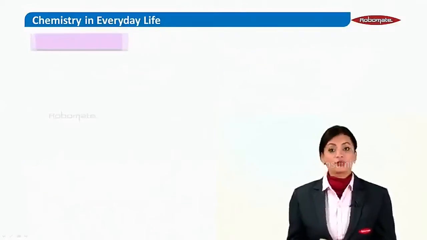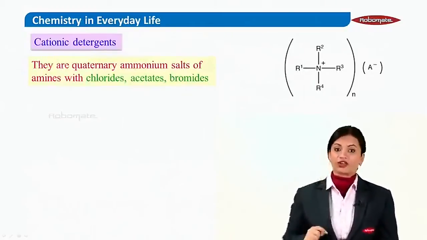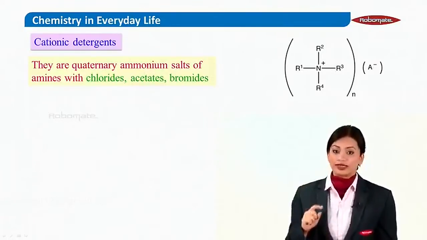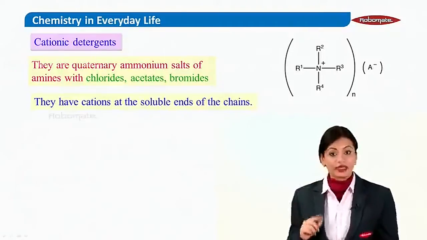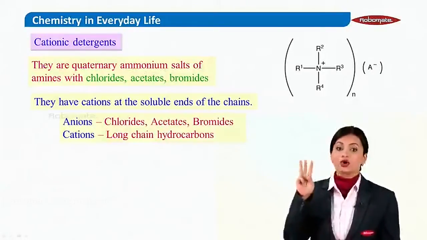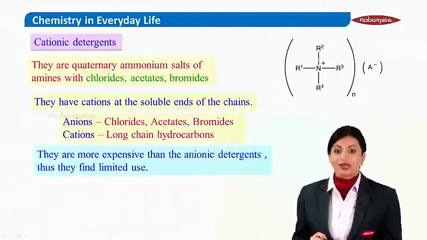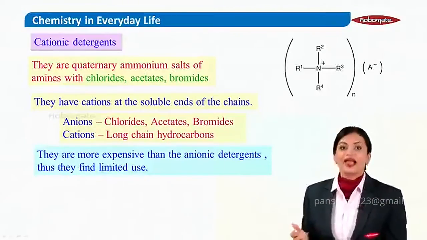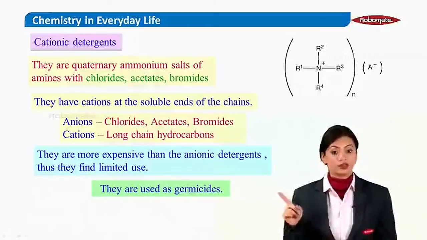After anionic detergents, we come to cationic detergents. So these cationic detergents, this is the structure of a cationic detergent. These are quaternary ammonium salts of amines with chlorides, acetates and bromides. Now these have got cations at the soluble ends of the chains. The anions will be chlorides, acetates or bromides, and the cations will be nothing but a long chain of hydrocarbons. We see that cationic detergents are more expensive than anionic detergents, hence their use is limited. And we see children, cationic detergents can also be used as germicides.